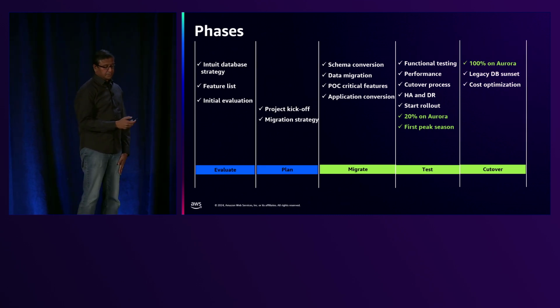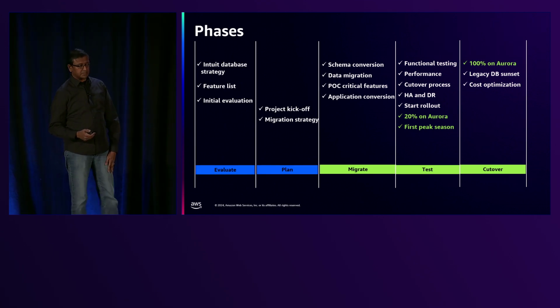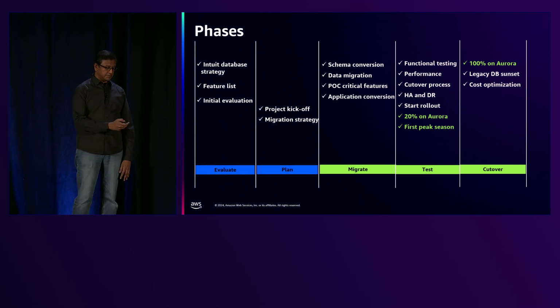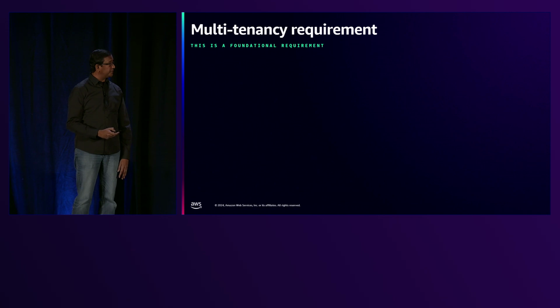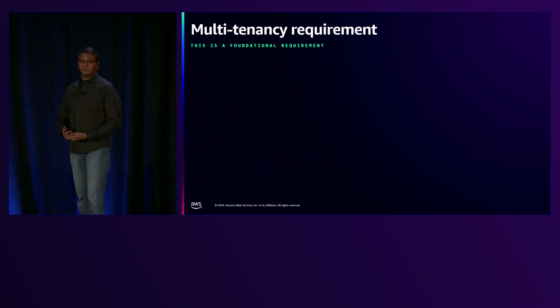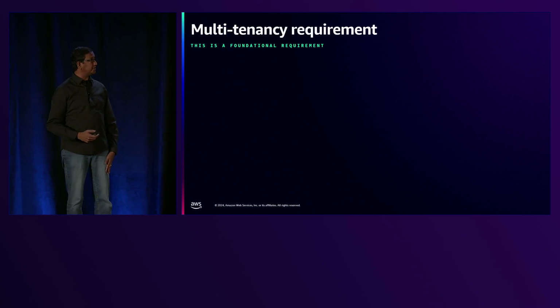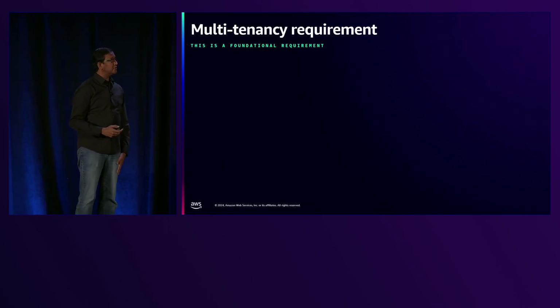Now, let's go through each of these phases and look at some of the decisions we made and some key takeaways. Let's start with the evaluation phase. So as a SaaS application, one of our foundational requirements is multi-tenancy. Let's do a quick primer on this topic.